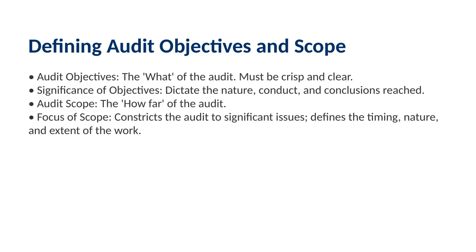While the objectives tell you what you want to achieve, the scope tells you how far you will go. It constricts the audit to significant issues and focuses on the timing, nature, and extent of your work.